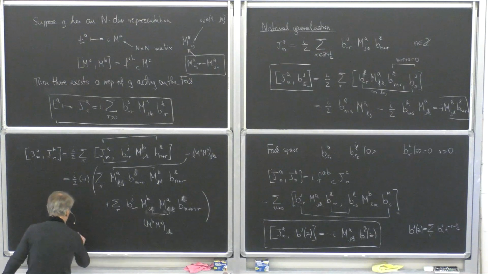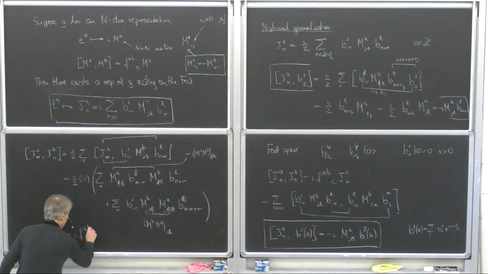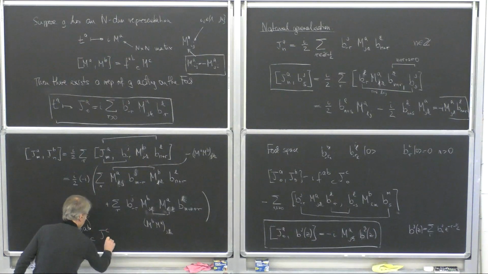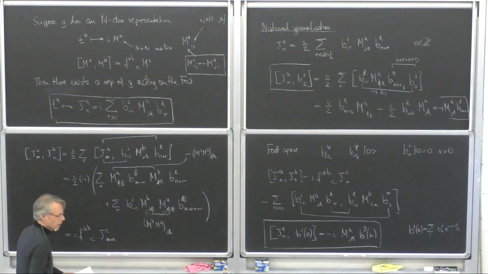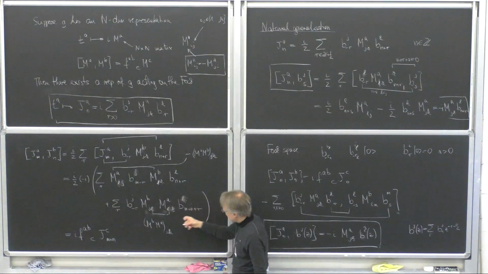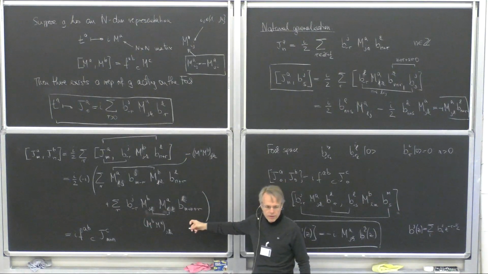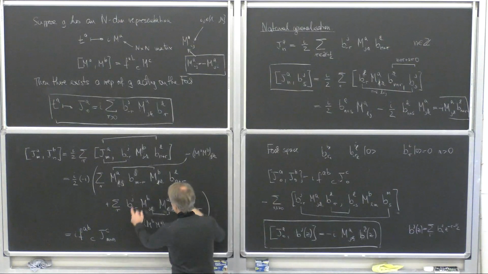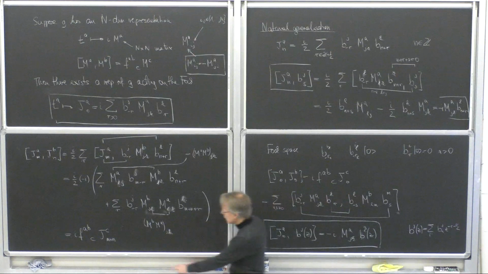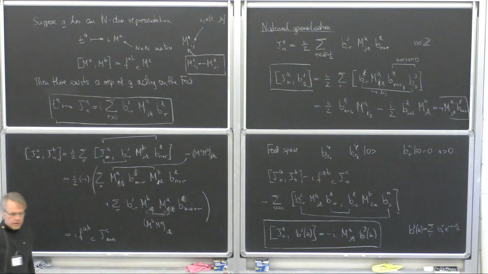i times f^{ABC} times the generator J^C_{m+n}. Right? Because you see that, for example, this term, now the mode numbers add up to m plus n, both here and here. Right? So you get this term, but you get in general a central term as well.